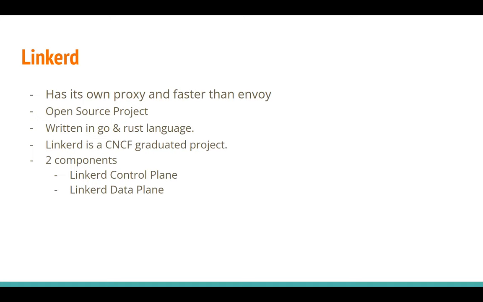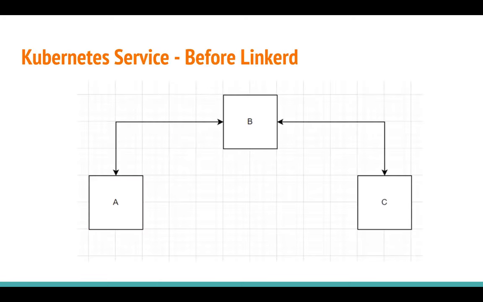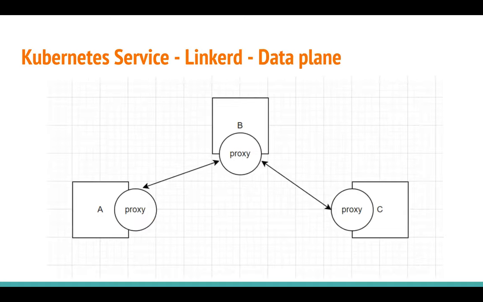Regarding the components, Linkerd comes with two components. One is the control plane and one is the data plane, similar to what you see in the Kubernetes cluster. We'll go through what lives in the control plane and what is the data plane on Kubernetes. So this is how your pods look before the Linkerd service mesh. Microservice A can communicate with microservice B and C can communicate with B, it's all open traffic over there. So when you apply Linkerd, as I told, the proxy pods get attached and all the communication flows through a proxy.